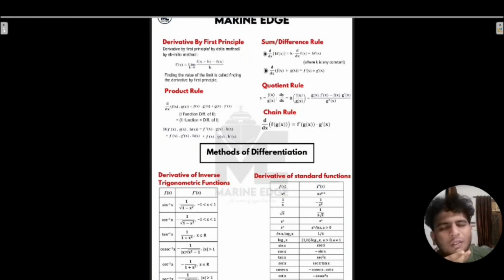Yes, the methods of derivation. I think methods of derivation is something that everybody of you knows. I think everybody of you knows how to differentiate functions. Yes, I bet you guys can do this.